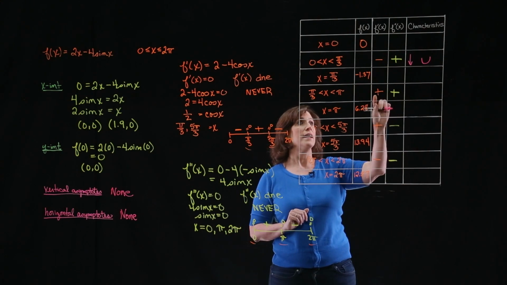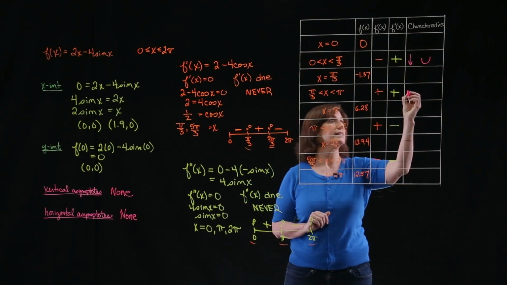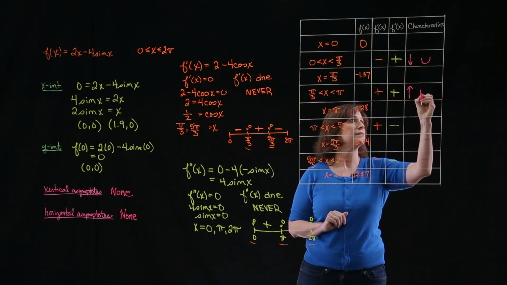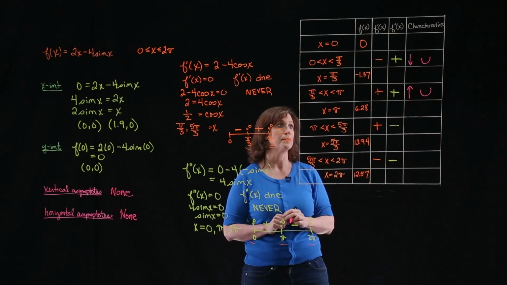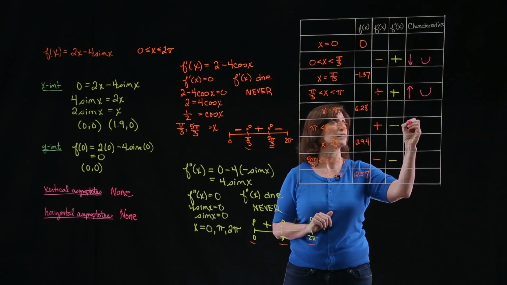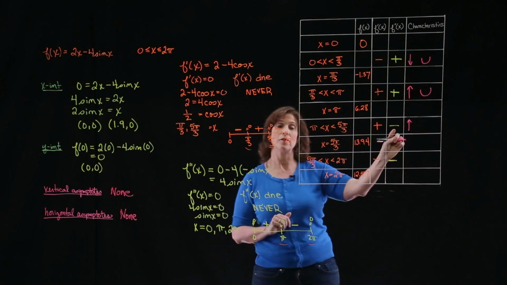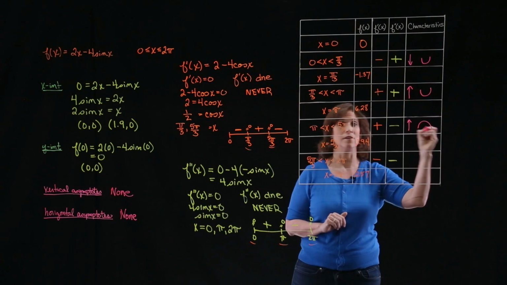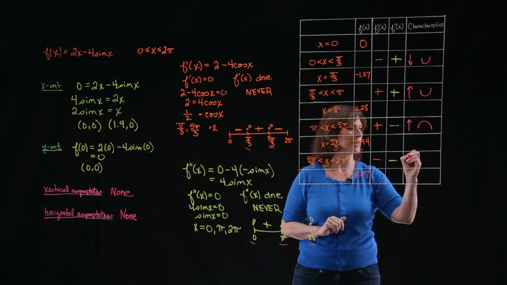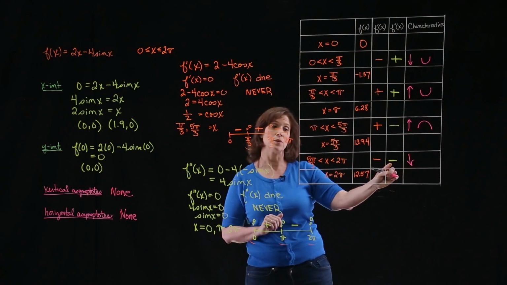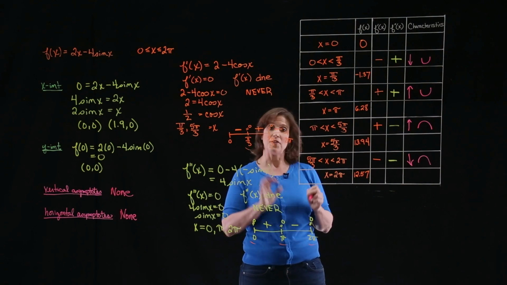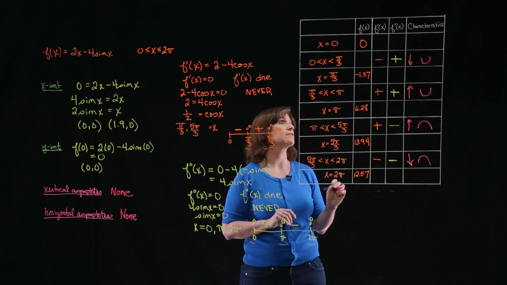The second derivative tells me about concavity. This next interval, because the first derivative is positive, it tells me my graph is increasing. Because the second derivative is positive, it tells me my graph is concave up. On my next interval, first derivative is positive, that tells me it's increasing. Second derivative is negative, so it's concave down. My last interval, first derivative is negative, that tells me it's decreasing. Second derivative is negative, that tells me it's concave down. All right, so that's telling me what's happening on all the intervals.